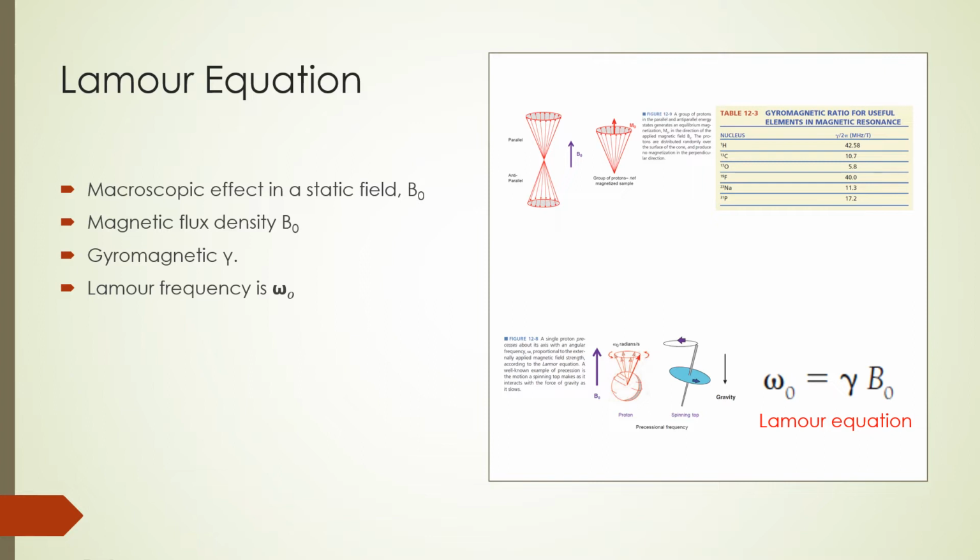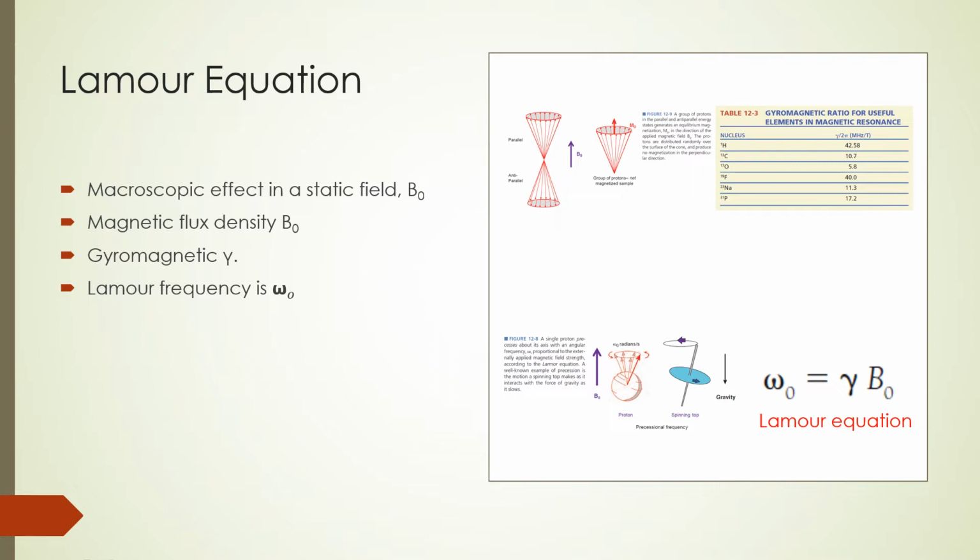Because protons in this orientation have spin, in the static magnetic field they experience a torque that causes the magnetization vector to precess as it spins on its axis. This is shown in the bottom left figure for a single proton. The precessional frequency is omega naught and is related to the static magnetic field by the Larmor equation. The quantity omega naught is the Larmor frequency. The constant gamma in this equation is the gyromagnetic ratio.